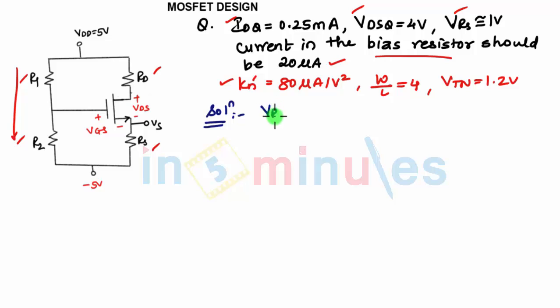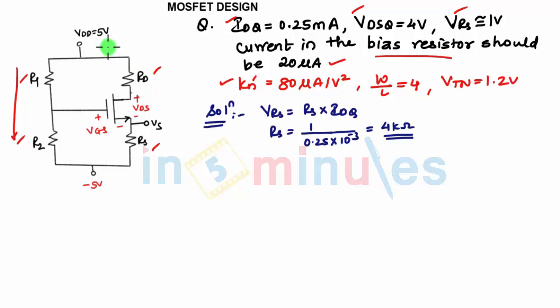We know by Ohm's law voltage is current into resistance, that is Rs, and the current is IDQ. So we know the value of VRS should be 1, IDQ is given as 0.25 milliampere, so this will give you the value of Rs, which will be 4 kilo ohms. So we have got the value of Rs.